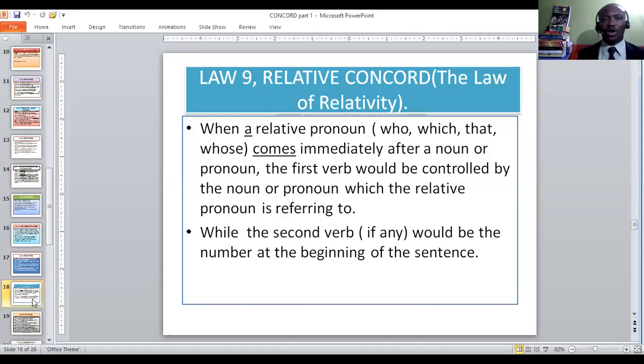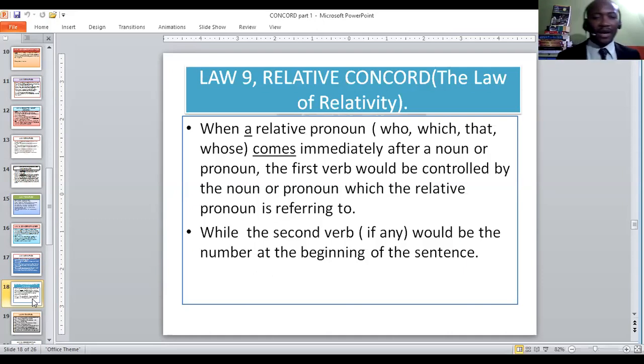Now let's go to Law 9, relative concord. We call it the law of relativity. It says that when a relative pronoun comes immediately after a noun or pronoun, the first verb will be controlled by the noun or pronoun which the relative pronoun is referring to. And what do we mean by relative pronouns? We have which, who, that, whose.